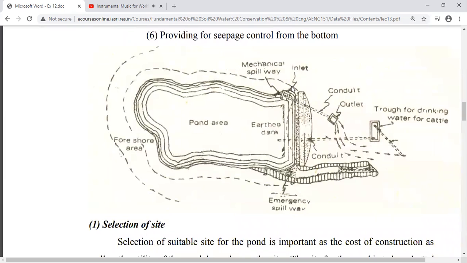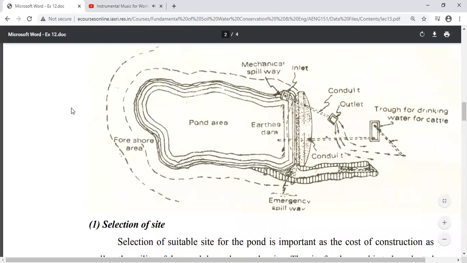This is the image of a farm pond, an embankment type of farm pond. This is the earthen canal to remove the water. This is the emergency spillway to remove the excess water. Here is the catchment area and this is the ponded area to store the water.